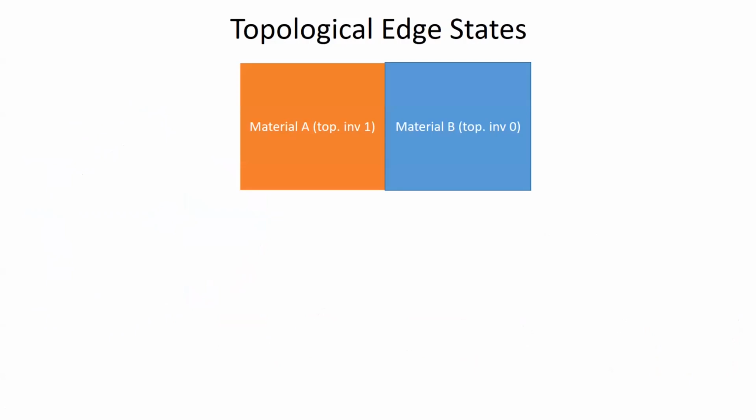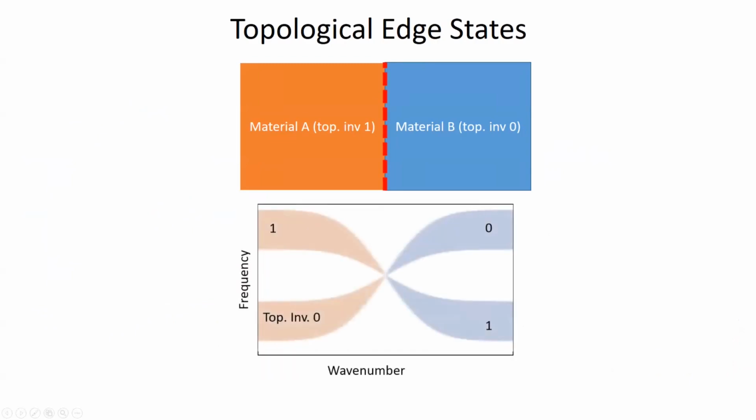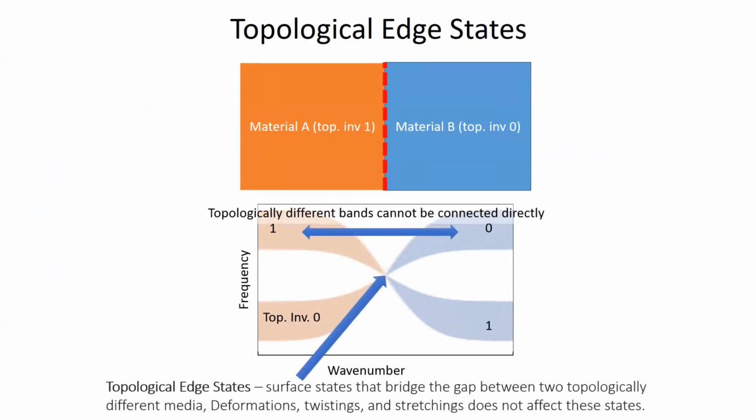What are topological edge states? Let's assume we have topological material A and material B, which have different topological invariants. If you have different topological invariants, you cannot jump from one material to another. You have to have a topological phase transition, and this phase transition is smoothened by topological edge states.